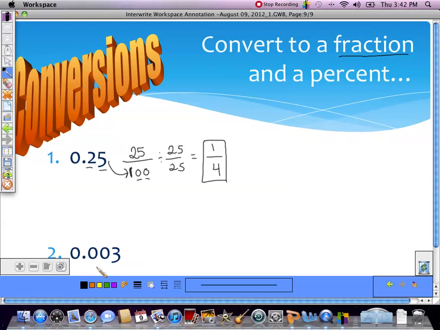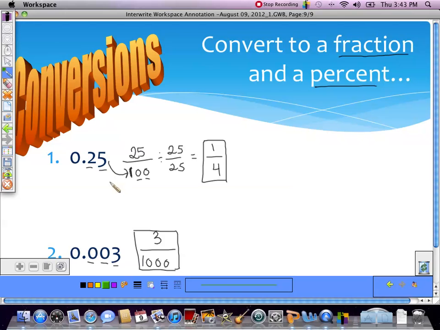Let's convert the next one to a fraction. This is read 3 thousandths. Again, there's 3 digits behind the decimal place, so that tells me there's going to be 3 zeros in the denominator, and the 3 will just go on top. This fraction cannot be simplified, so this is our final answer. Now let's convert these decimals to percents.